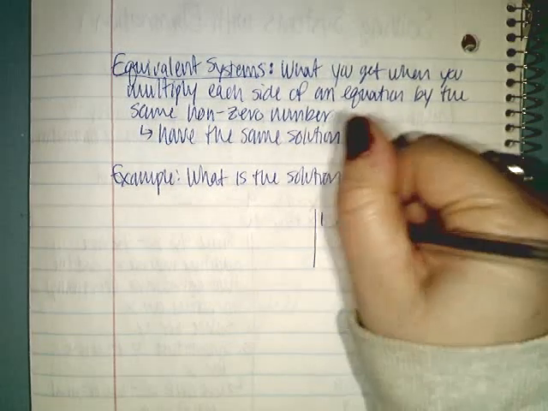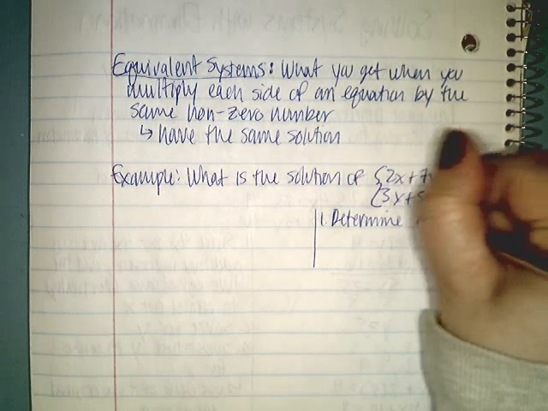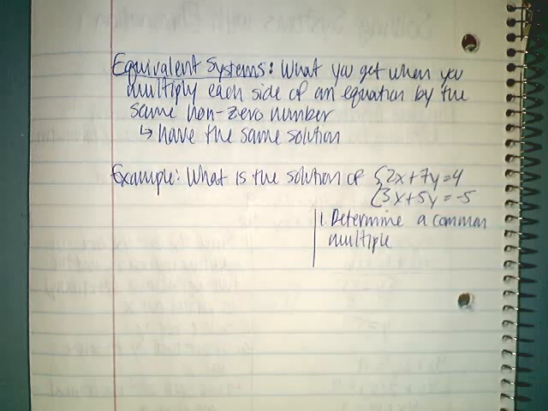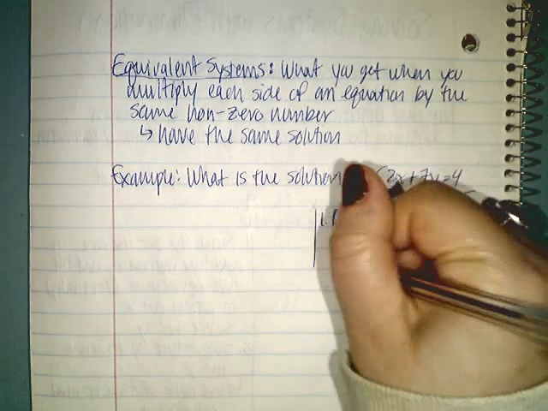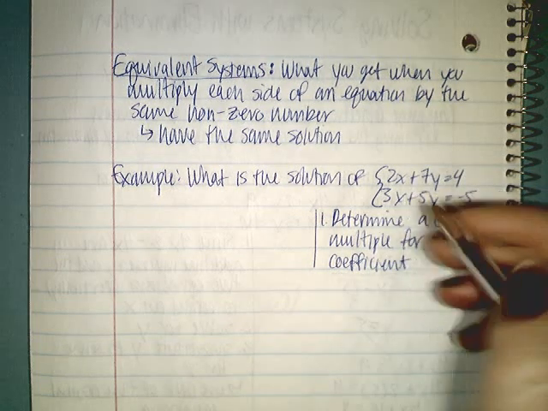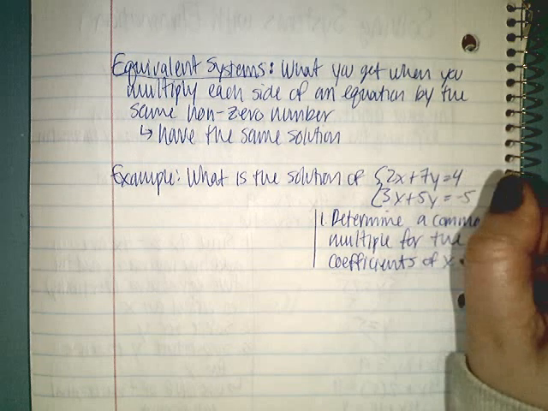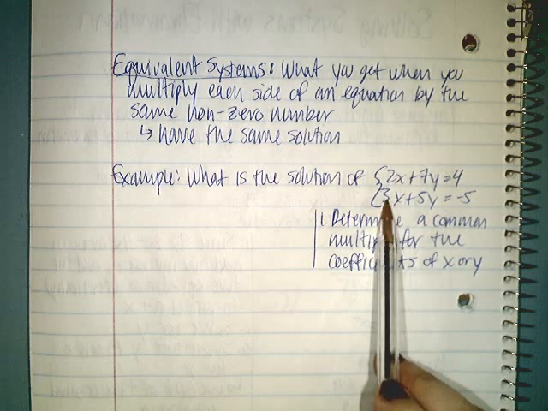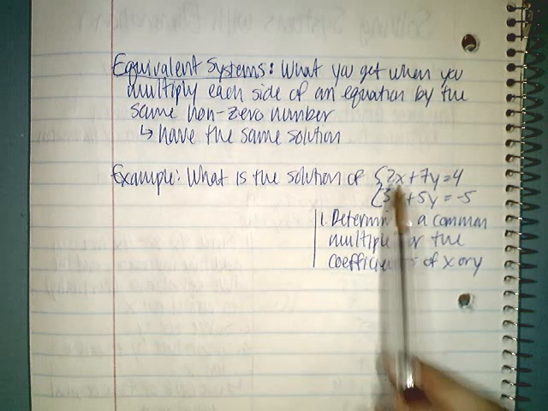So my first step is going to be to determine a common multiple for the coefficients of x or y. If you don't remember what a multiple is, it's a number that you can get by multiplying another number by something. So I want to find a number that both 3 and 2 go into, or that both 7 and 5 go into. I'm going to use 3 and 2 since I know that they both go into 6, and that's a relatively low number.